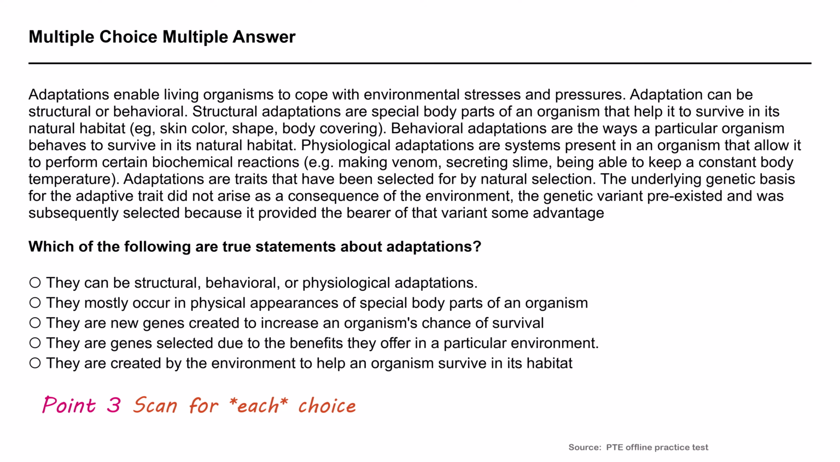Choice 1, step 1. The key words are structural, behavioral, and physiological. Step 2, find the key words in the main text. So look, adaptation can be structural or behavioral. Now step 3, see if the sentence around the keywords matches the choice sentence. Well, it doesn't, because it doesn't say physiological. So repeat the second step and look for physiological. Here it is. Now look at both the sentences around the keywords and the choice sentence. Now they match. So that's one correct choice.